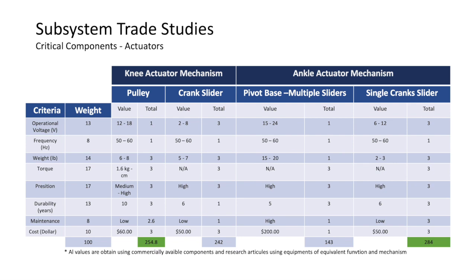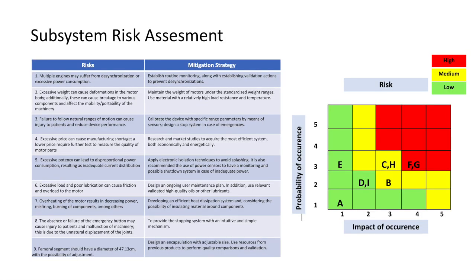As part of the evaluation of the subsystem, we also have to define the possible risks and the actions to be taken to mitigate them. That is why we created a list where these risks were defined, and a Sophia diagram is used to represent the impact of the risk. Our list is: multiple engines may suffer from desynchronization or excessive power consumption. Excessive weight can cause deformation of the motor body. Failure to follow natural range of motion can cause injuries to patients.